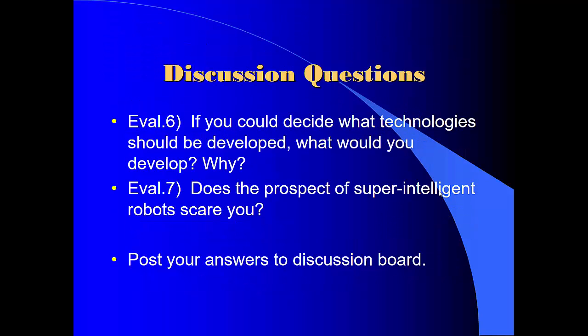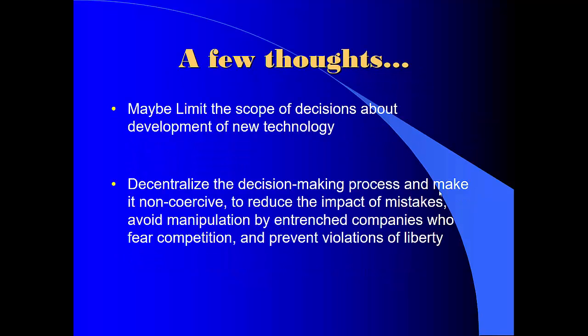So again, pause, and here are some discussion questions. To leave you with a few thoughts about controlling technology and what you might do: one thing is to limit the scope of decisions about the development of new technology, to decentralize decision making and make it non-coercive, to reduce the impacts of mistakes, avoid manipulation by companies who fear competition, and prevent violations of liberty.